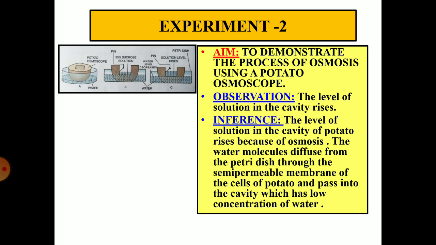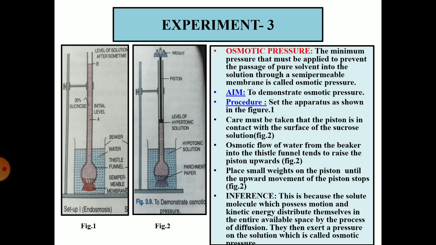Inference: the level of the solution in the cavity of the potato rises because of osmosis. The water molecules diffuse from the petri dish through the semi-permeable membranes of the cells of the potato and pass into the cavity, which has low concentration of water. That is, it has 75% water, and outside there is 100%. Hence, the water moves from the outer petri dish into the potato osmoscope. Now, with this in our mind, let us see the next experiment.